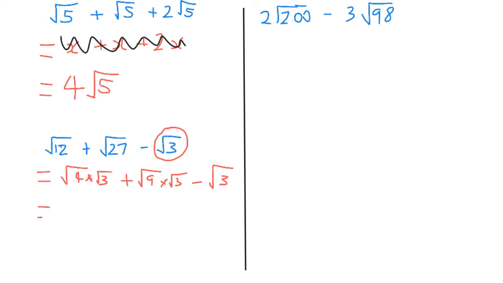Well, that means what I've got now, root 4 times root 3 becomes 2 root 3. Root 9 becomes 3 root 3. And then take away 1 lot of root 3. So I've got 2 plus 3 minus 1 is 4 root 3.